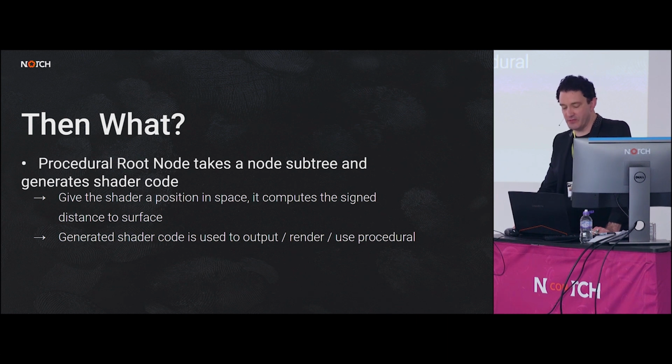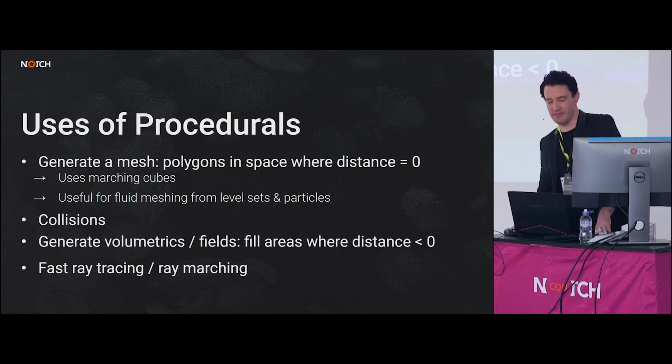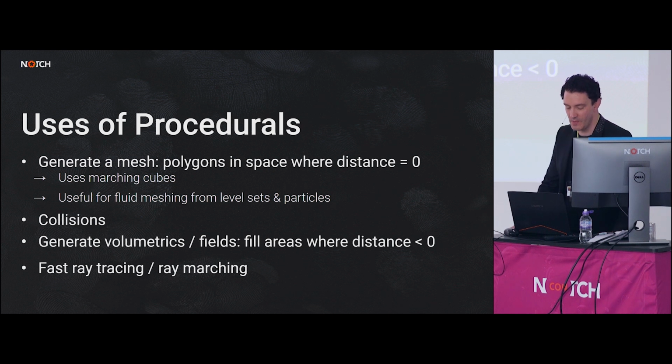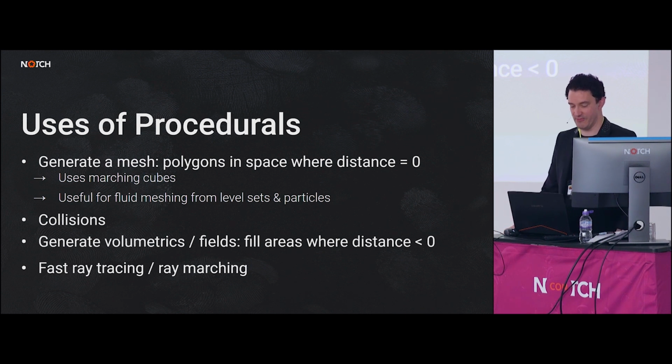Once you've got that bit of shader code, you can use it to do all sorts of things. You can generate a mesh just by finding all the areas of space where the distance is 0 and putting polygons there. Or you can use it for a field by saying all the points inside where the distance is negative, you put some stuff in the field. Or for particles, you just emit particles wherever the distance is less than 0. And you can use them for collisions, because if you're trying to find how far a particle is from the surface, you can just sample the distance. You know where it is. So it's really, really useful and powerful.